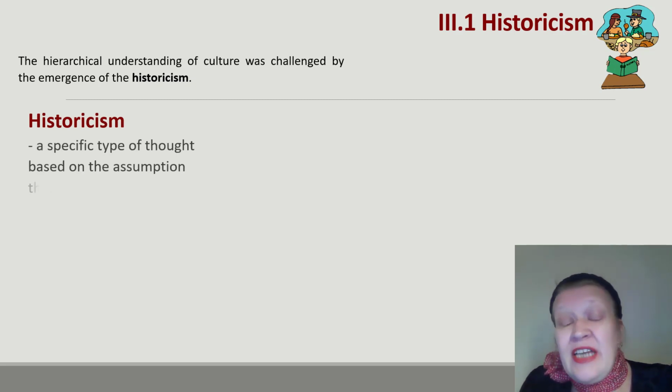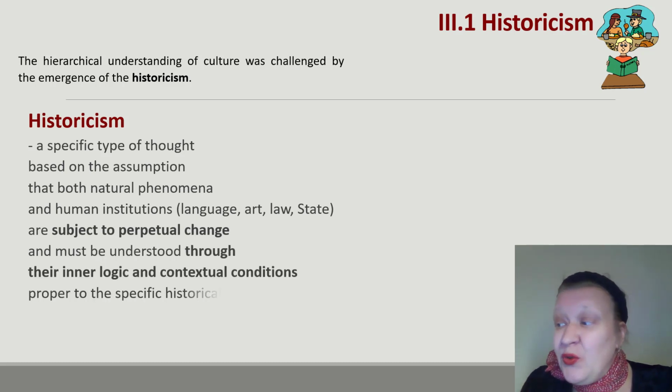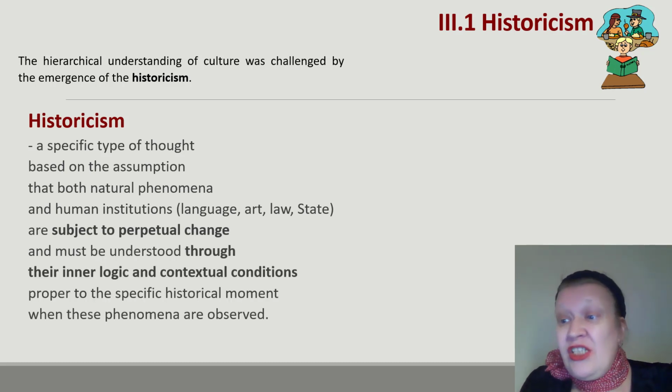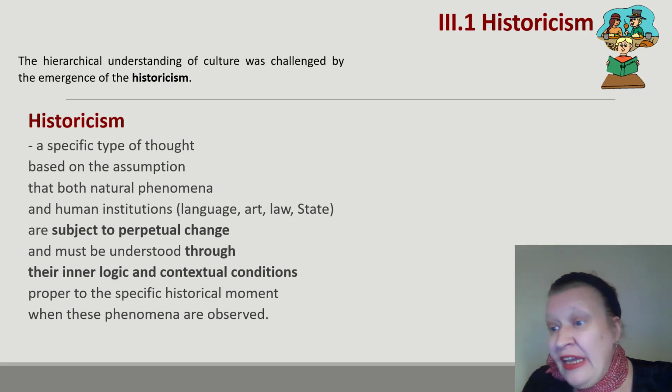Historicism is a specific type of thinking. It assumes that natural phenomena and human institutions, such as language, art, law, state, are subject of perpetual change. We must understand them according to the inner logic and contextual conditions proper to the specific historical moment when these phenomena are observed. Historical relativism suggests that every people at every historical stage possesses culture.